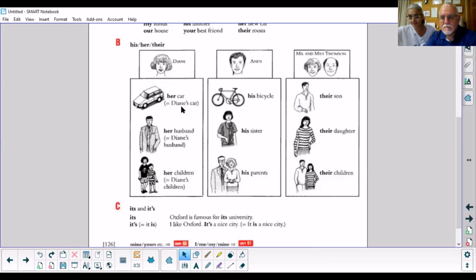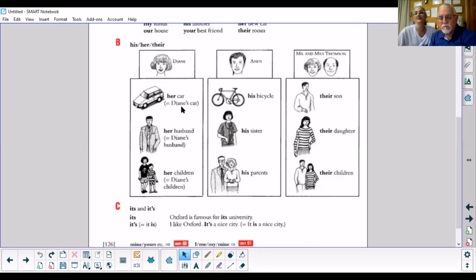Diane's car. Yeah, because as Professor Miriam said there, we're introduced to the characters Diane, Andy, and Mr. and Mrs. Thompson. Now you already know, so you know who we're talking about. Her husband equals Diane's husband. O marido dela. Her children equals Diane's children.